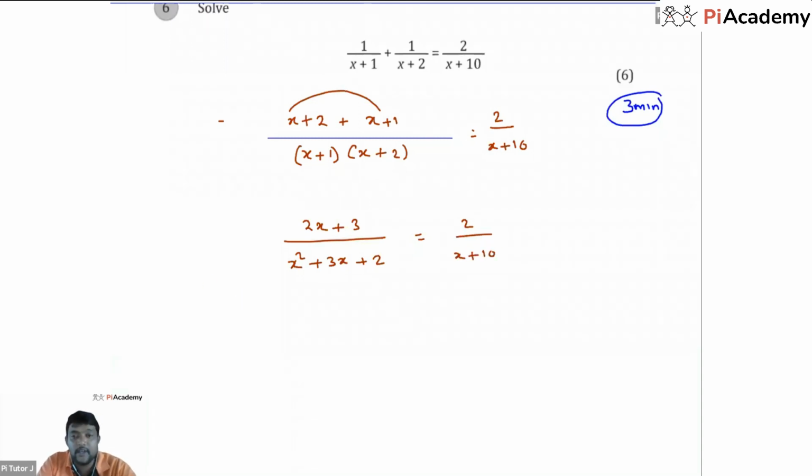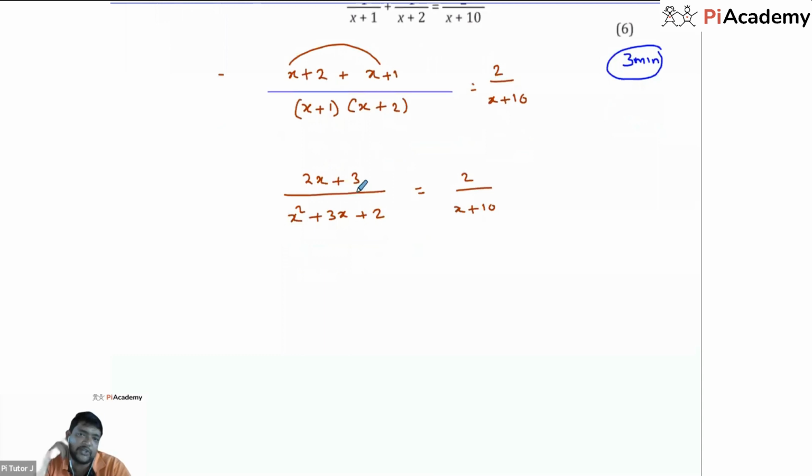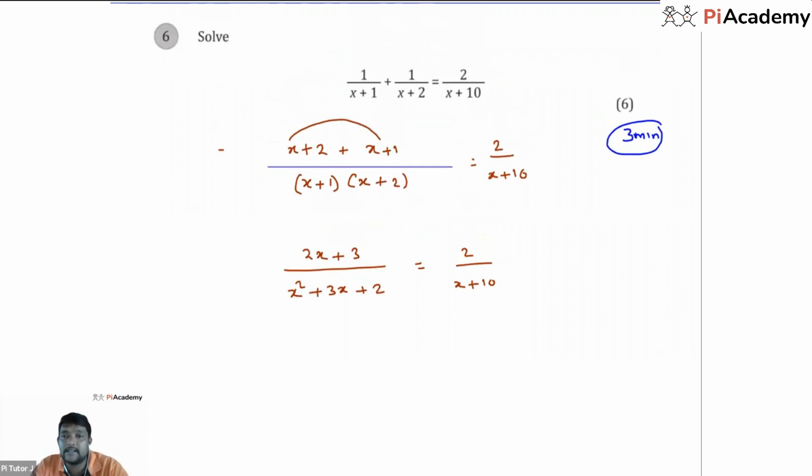Is it clear? But why are you multiplying them instead of adding them? I don't get the first step. How did you get x plus 2 and x plus 1 on the top? Okay, see, for example, you have 1 over 2 plus 1 over 3. How do you write a common denominator? What is the common denominator? It's 6, right? Why are you multiplying them? 2 times 3 is 6. And then you check how many times 2 goes in 6. It goes 3 times. And 3 goes 2 times.